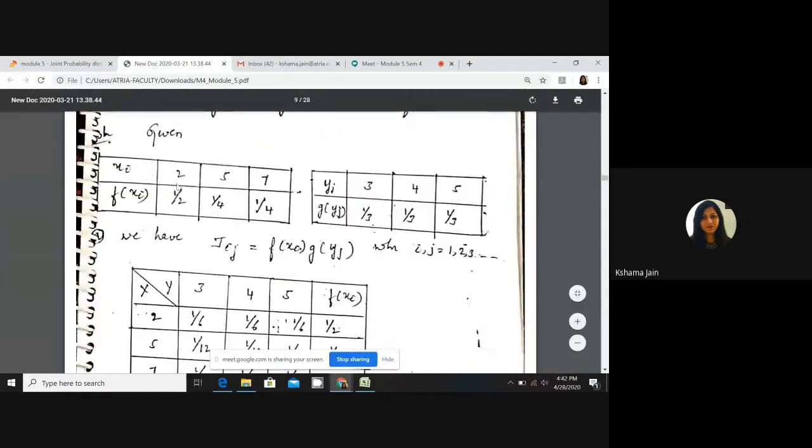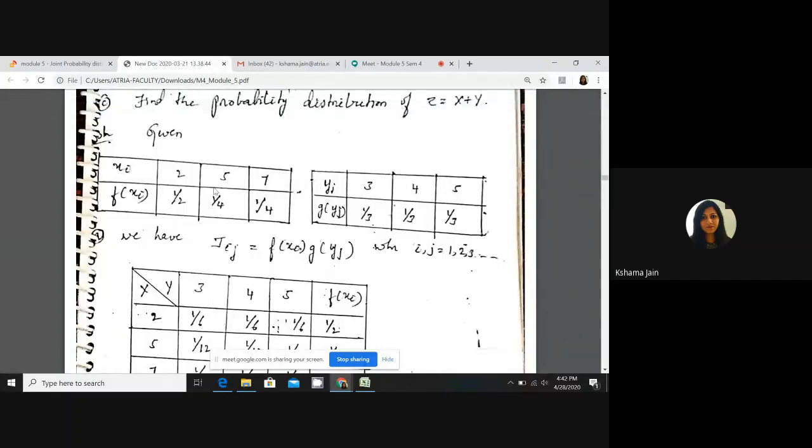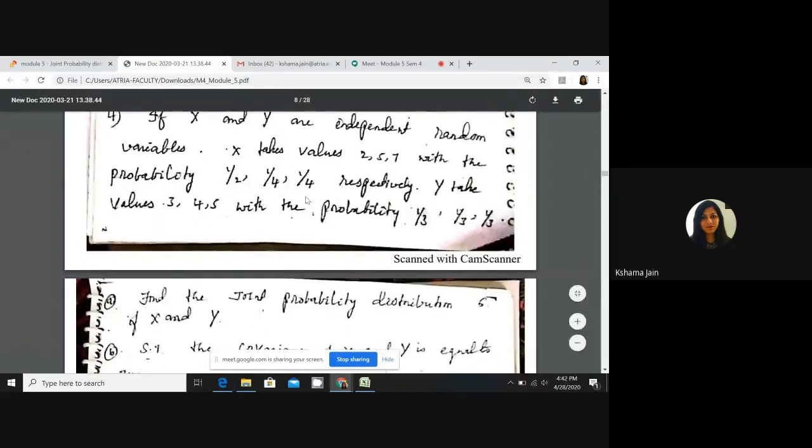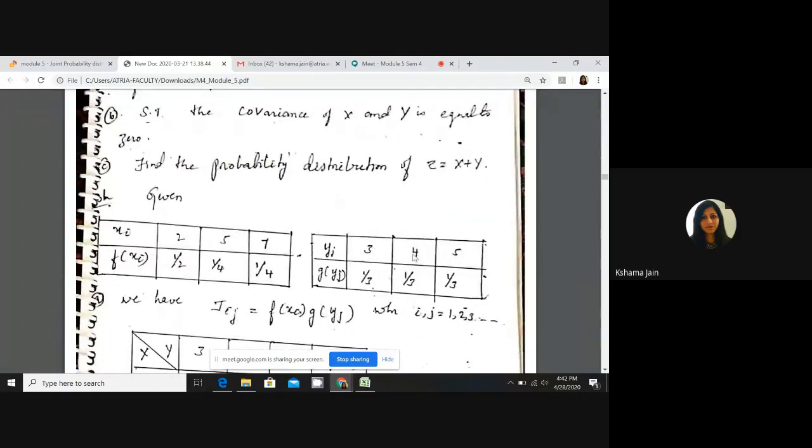Here it is given already. Your work is to write it into the table. They had given x1, x2, x3 and corresponding fx1, fx2, fx3. It was given already in the question. And don't change the order, because you should strictly follow the order. And for y it is 3, 4, 5, and the corresponding probabilities are these. This is just given in the question.